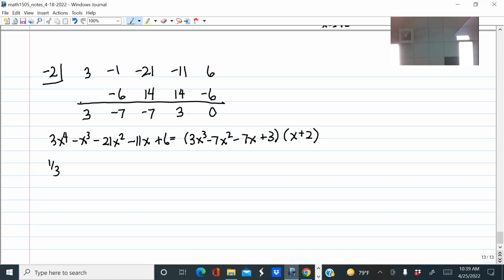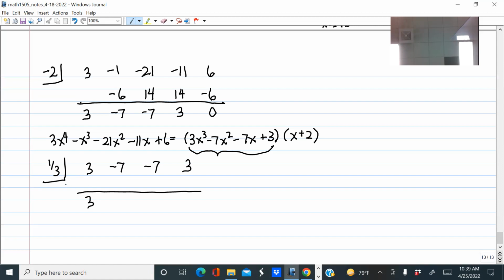But now you don't have to go back to the original coefficients. Use the coefficients from just your factor, the 3x cubed minus 7x squared minus 7x plus 3. So that's 3 and a minus 7 and a minus 7 and a 3, right? Now you do have to do a little bit of arithmetic here, because you're using 1/3 as your divisor, but let's see what happens.